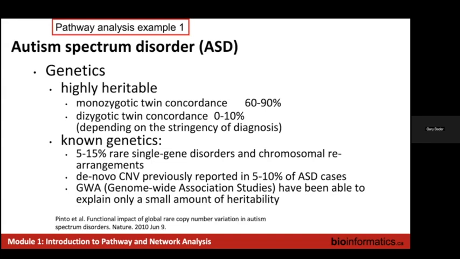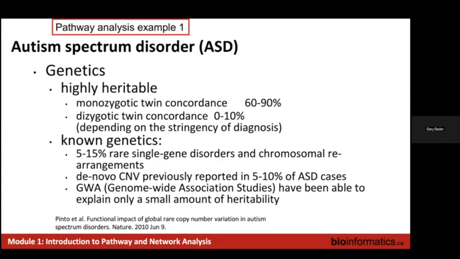Next I'm going to go through a number of different examples of pathway analysis of different types of data, so you can get a sense of the interesting results that you can get from applying these types of analysis methods. So the first example is about autism spectrum disorder.